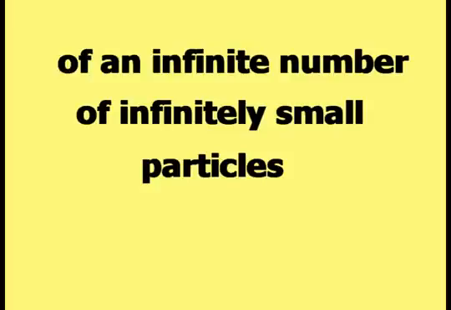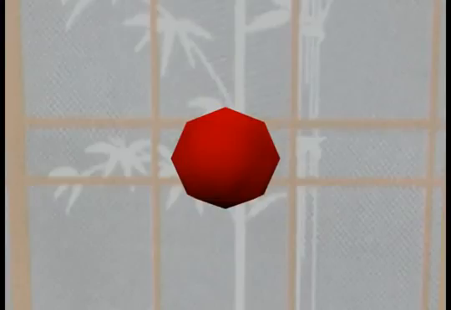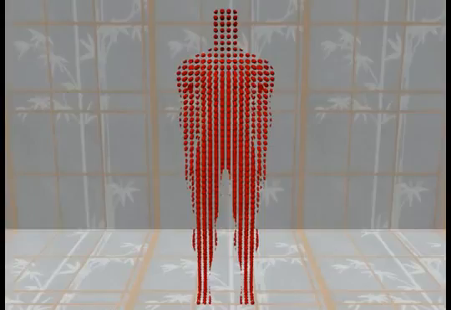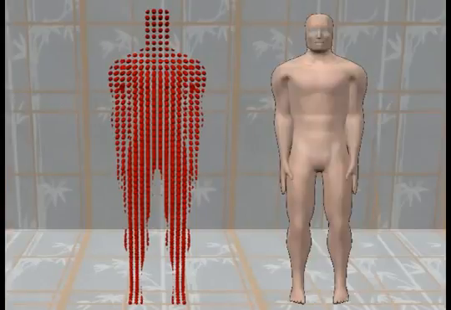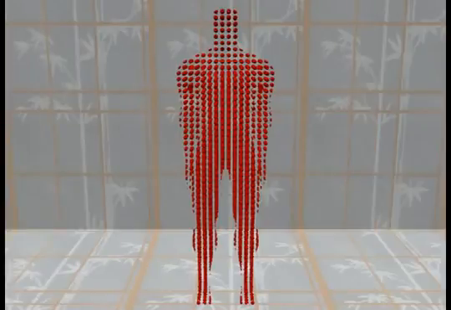infinitely small particles. This object was used to represent a particle. This picture shows a small number of the particle objects gathered together in the shape of a human body to provide an example of what the particle view of the human body looks like.